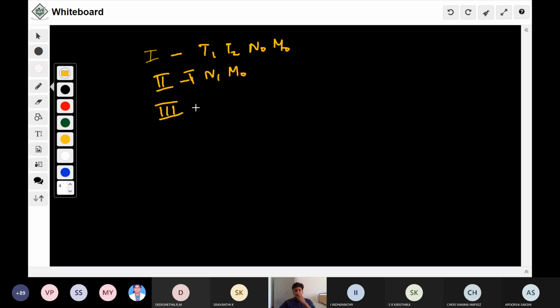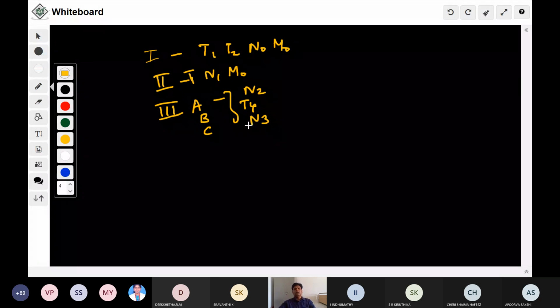And then stage 3, there are 3A, 3B, 3C like that. It is a combination: anything that presents with N2, anything that presents with T4, and anything that presents with N3. So this staging you can call stage 3. And the last one is stage 4, which is anything that presents with M1.